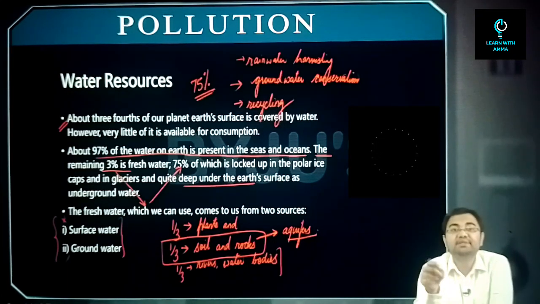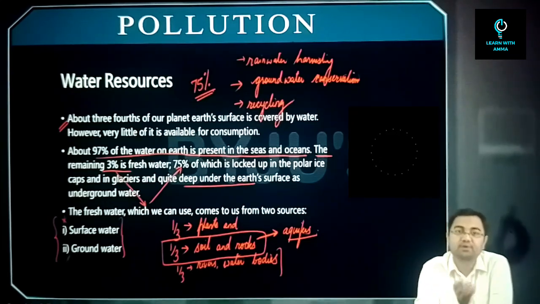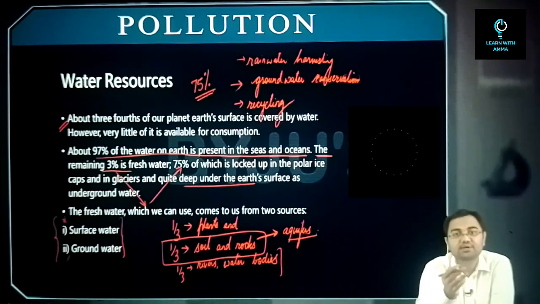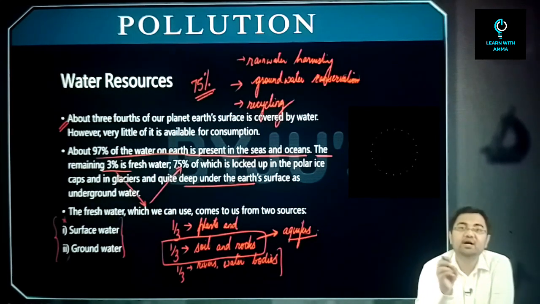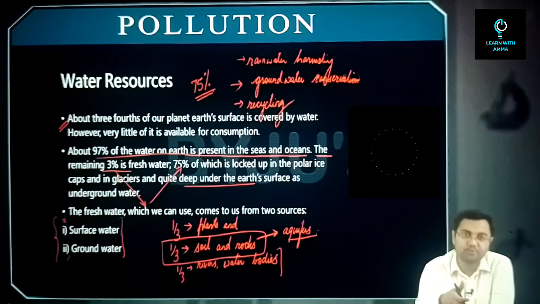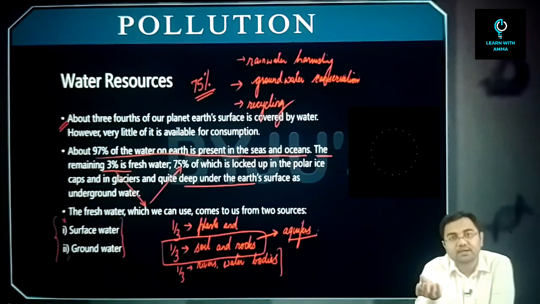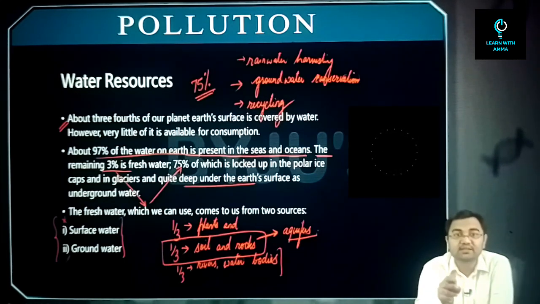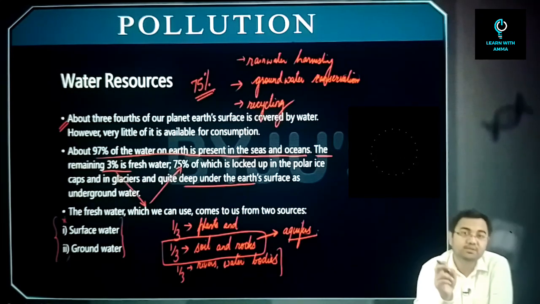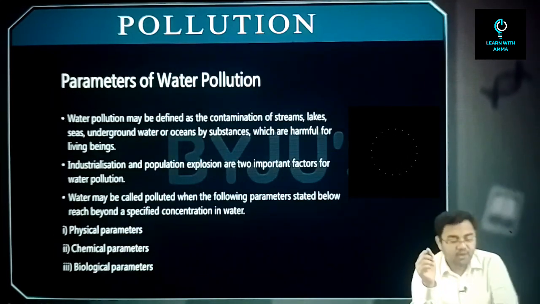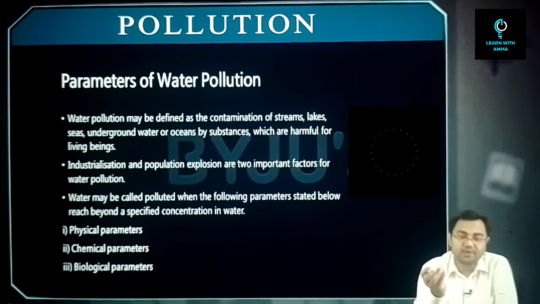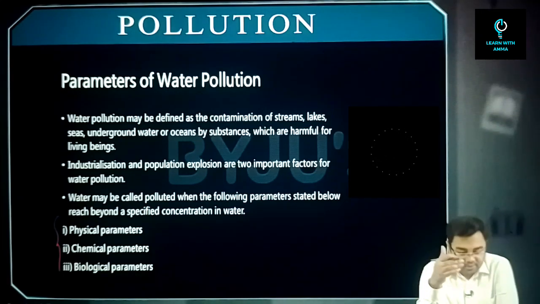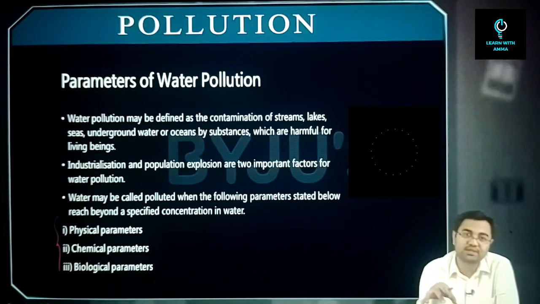So water pollution in that way can be defined as the contamination of all the water bodies like streams, lakes, seas, oceans, rivers, etc., which can be harmful for any living being, be it humans, be it animals, be it plants. So if the concentration of substances which are naturally present in water increases, then also we can say that water is polluted. So when we talk about the pollutants that are present in water, we take into account certain parameters based on which we define that, okay, the water in this particular area or in this region is polluted.